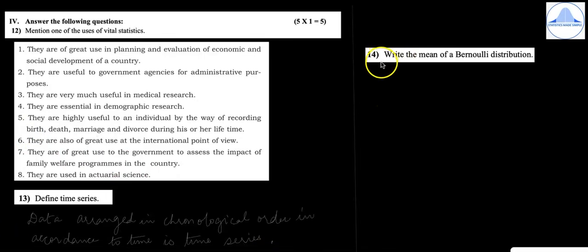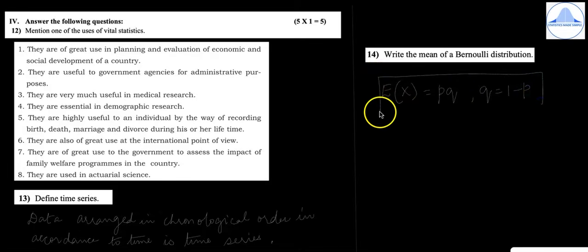The next question, 14th one, write the mean of a Bernoulli distribution. So the notation is E of X. E means expectation and X should be in capitals. It's a random variable. So E of X is actually the mean of the Bernoulli distribution, and the formula is it is equal to P, not PQ, where Q is equal to 1 minus P. Note that P stands for the probability of success and Q stands for the probability of failure, and P and Q will always lie between 0 and 1.